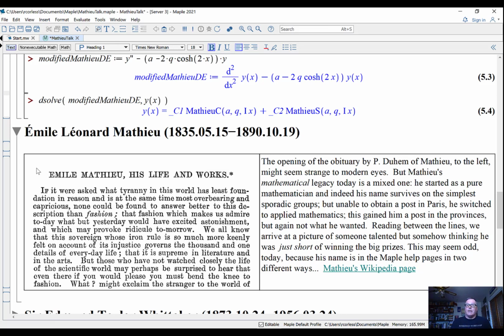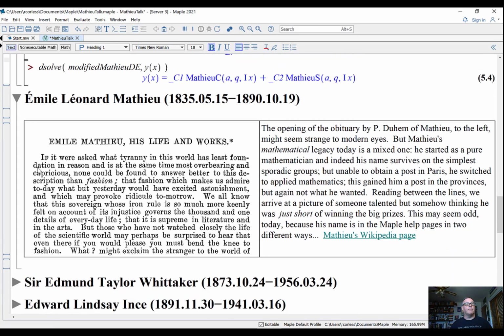And it seems strange that reading the biography, you see that he felt somehow that he was always just short of winning what he really wanted. But his name is remembered, for instance, in the Maple help pages in two different ways. One for Mathieu groups, the sporadic simple groups, and the other for Mathieu functions. So he actually did achieve quite a lot. We could go to the Wikipedia page, but I'll just skip over that for the moment.